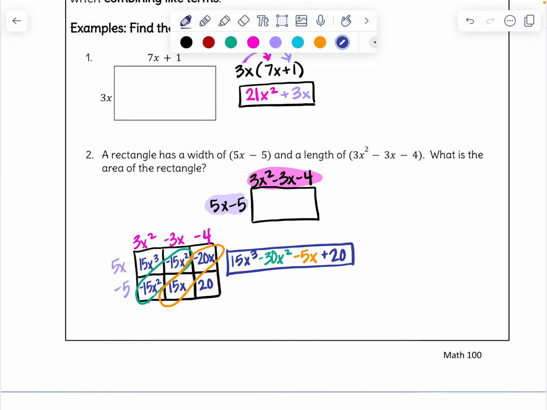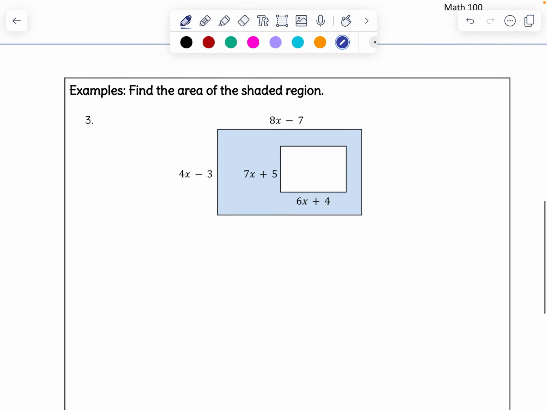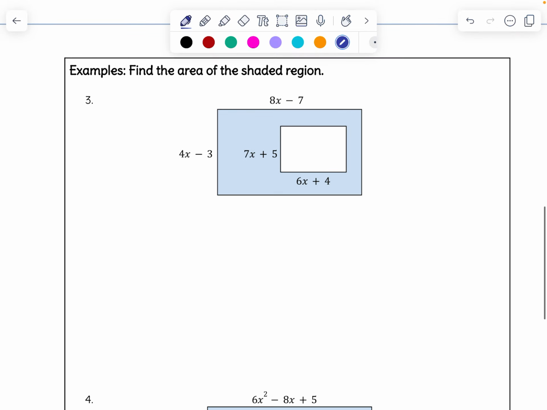Okay, now let's move on to a more complex problem. We need to find the area of just the shaded region. So just that blue region is what we want the area of. So there's two rectangles, the larger rectangle and the smaller one. So we need to find the area of each of those rectangles and subtract, because we want to subtract the area of that small white rectangle to leave just the area of the shaded region.